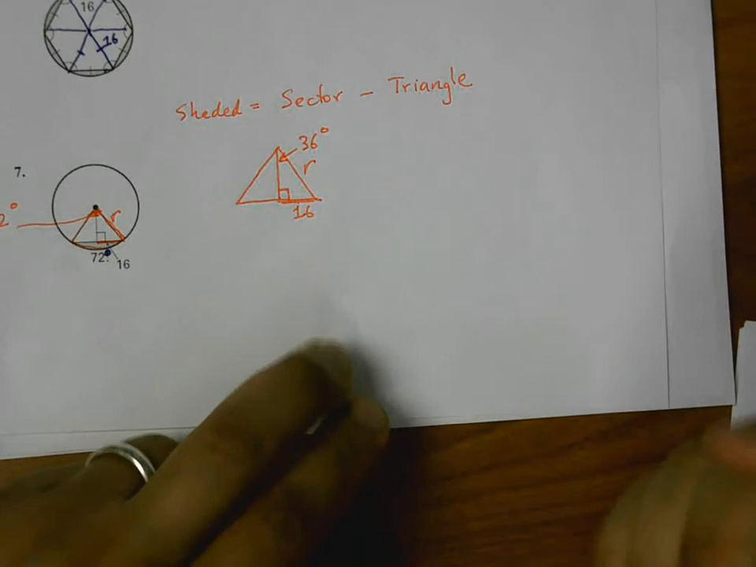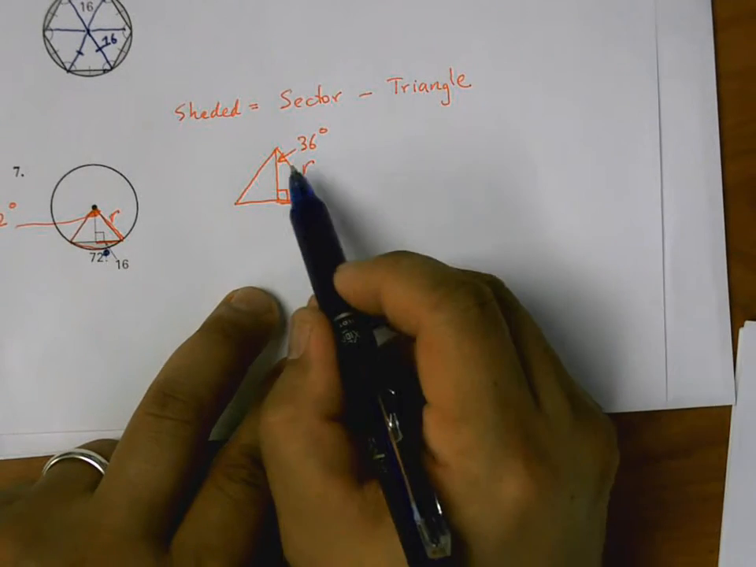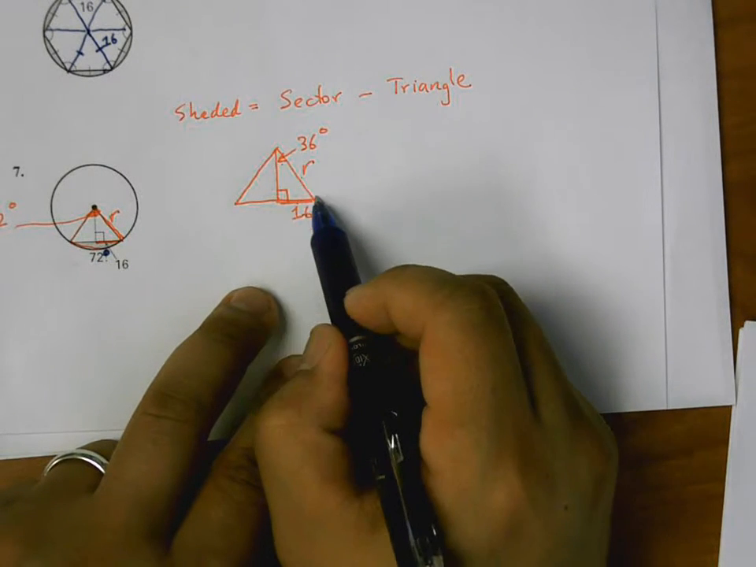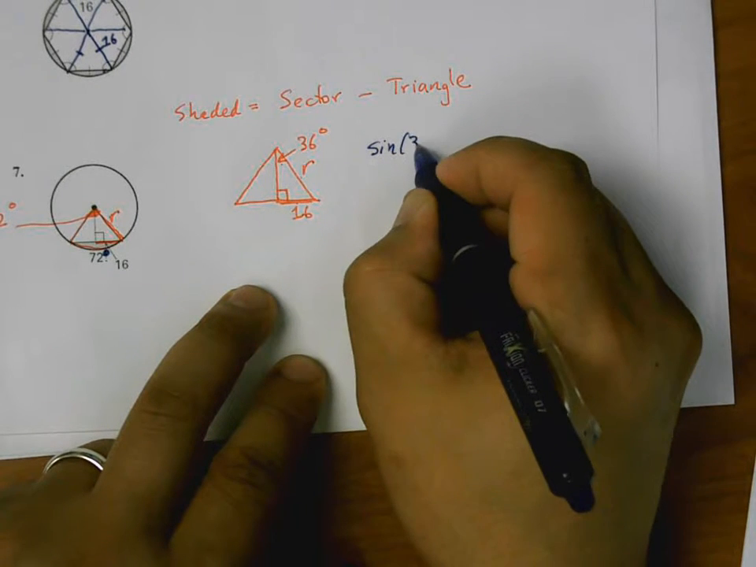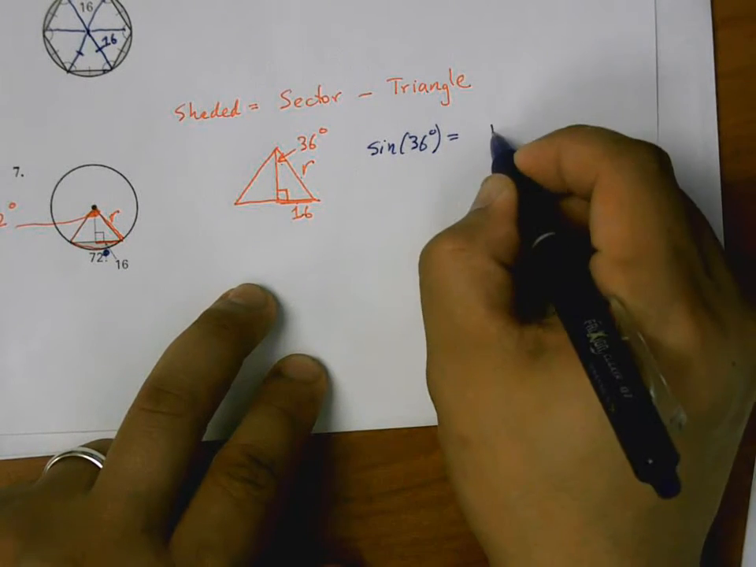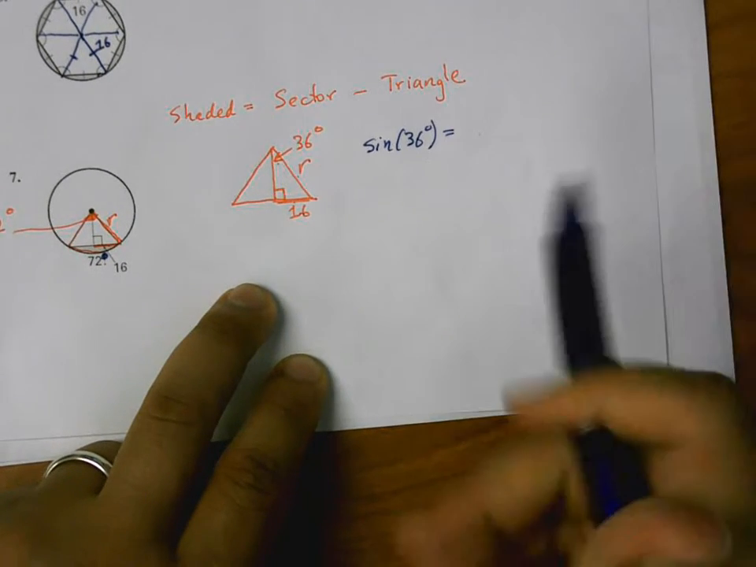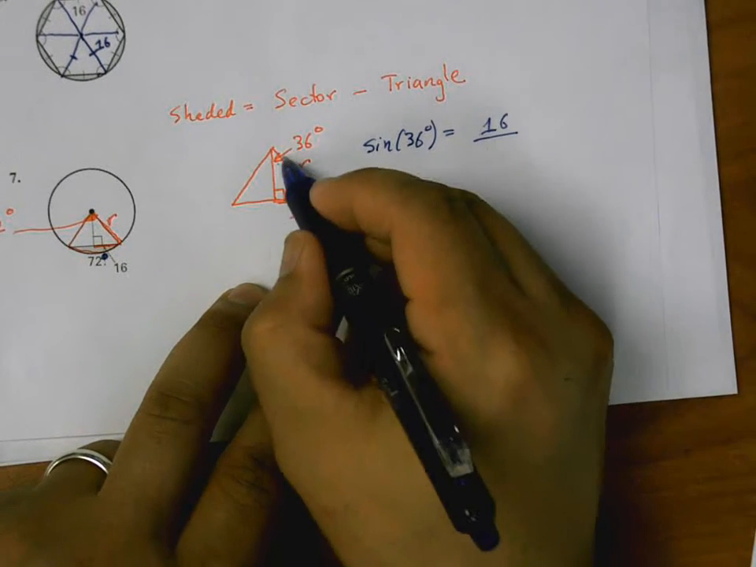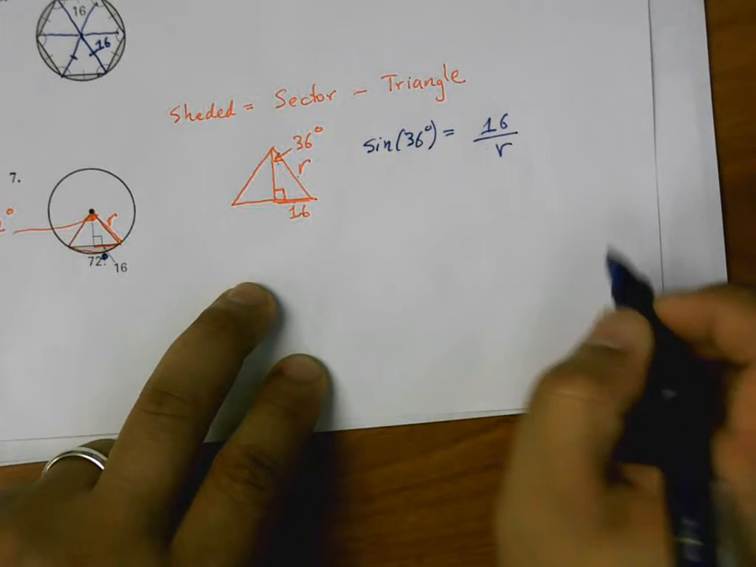Okay, so we have to use our knowledge of trigonometric ratios. In this case, I have 36 degrees. This is the opposite side, and R here is also the hypotenuse. So we can do sine of 36 degrees is equal to the opposite side, which is 16, divided by the hypotenuse, which is R, and then we can solve for R.